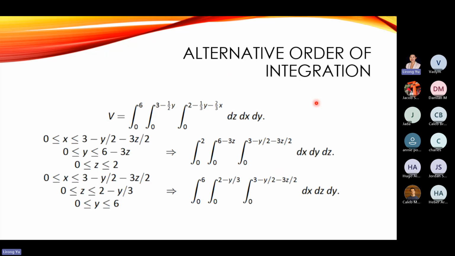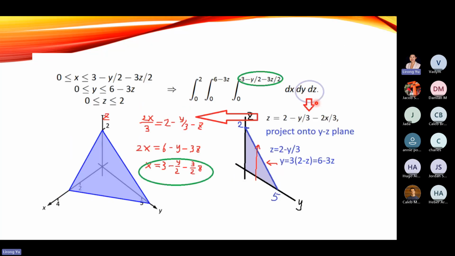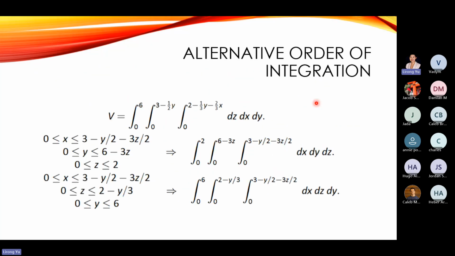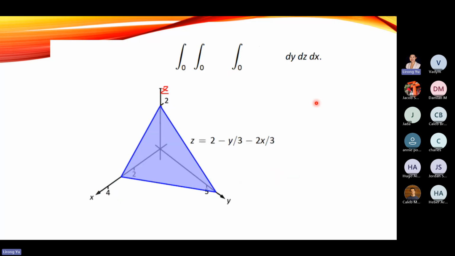Now moving on, to summarize what we've done so far: we've done dz, dx, dy, dx, dy, dz, and dx, dz, dy. Lastly, let's look at one more. We can also do dy, dz, dx.